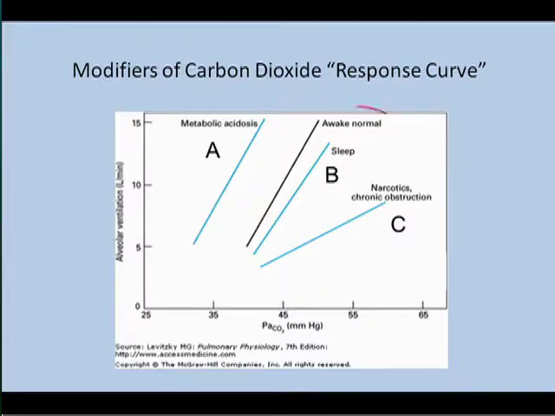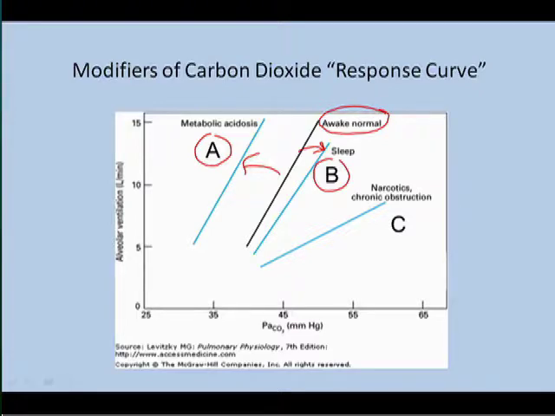The curve in black is the one you've seen in the prior slides. Curve A shows the combined response of metabolic acidosis and rising PaCO2 on ventilation. The curve is shifted to the left. Curve B shows that during sleep, the normal response to elevated levels of PaCO2 is slightly blunted. The curve is shifted slightly to the right of normal.